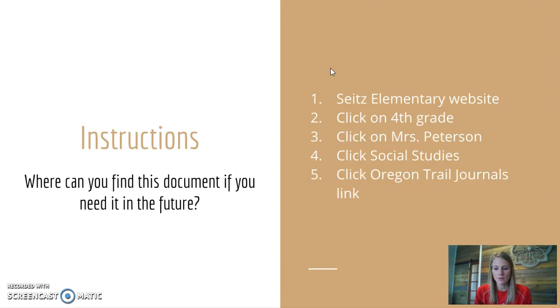Last thing I have for you is, where can you find these instructions if you need a reminder of what to do, or you want to see the rubric again before you turn it in for your final grade? So the first thing you need to do is go to the Sites Elementary website page. You all know how to do that. It's bookmarked on Google Chrome on your ThinkPads. You're going to click on 4th grade. It's the tab across the top, farther towards the right.